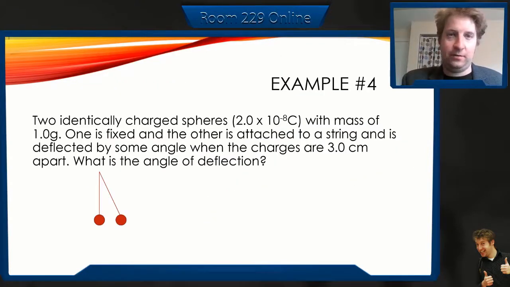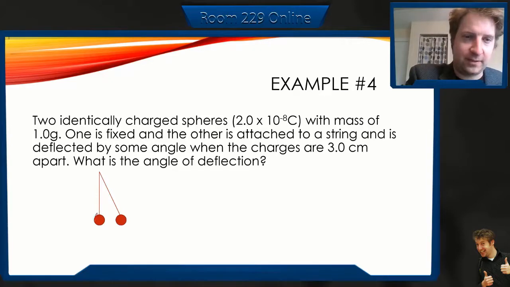So we have here 2 identical spheres. Okay, both of them 20 nanocoulombs. They each have a mass of 1 gram. One is fixed. The other is attached to a string. So this one here is fixed. This is stuck. This one is allowed to swing.